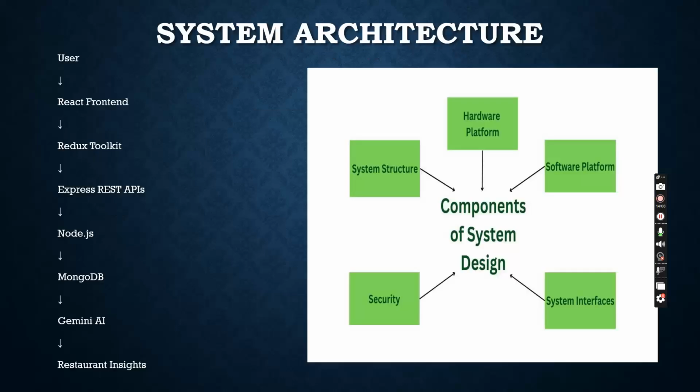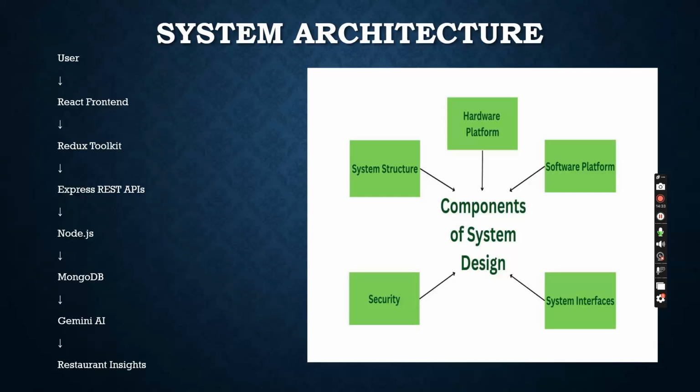Let's talk about system architecture. In this slide, I'll explain the overall system architecture of Food Genie and how different components work together to complete a user request. The architecture follows a client server model where each component has specific responsibilities. This modular design makes the application easier to maintain, secure, and scale.